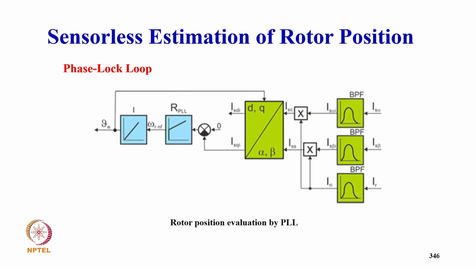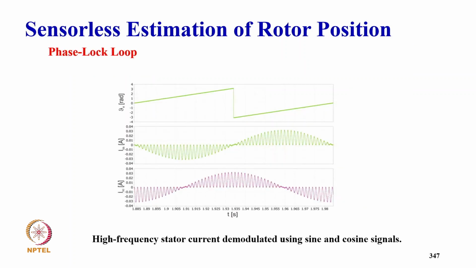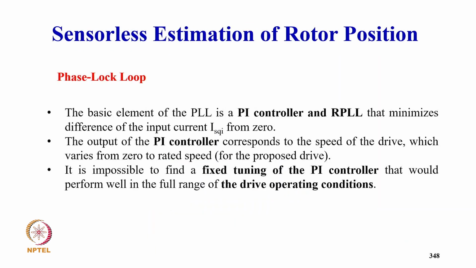And this is a PLL, how it goes with the position, and you get typically the sensed current and estimation for the rotor position evaluation by PLL. And this is the result of PLL, high frequency stator current demodulated using sine wave and cosine wave.